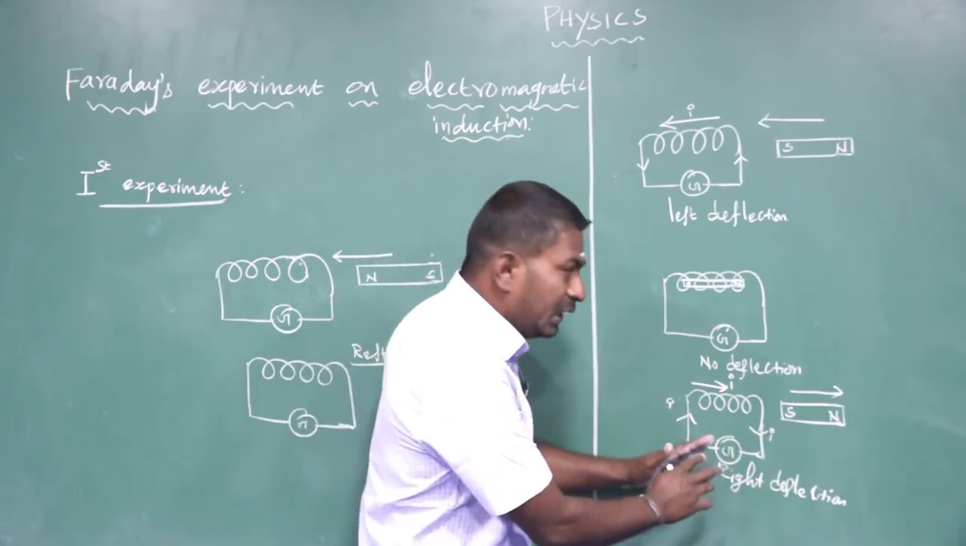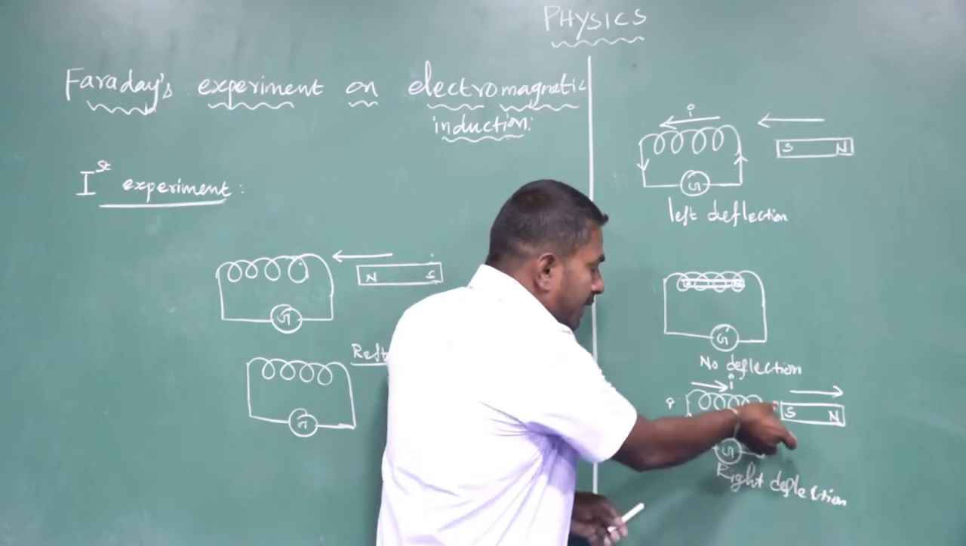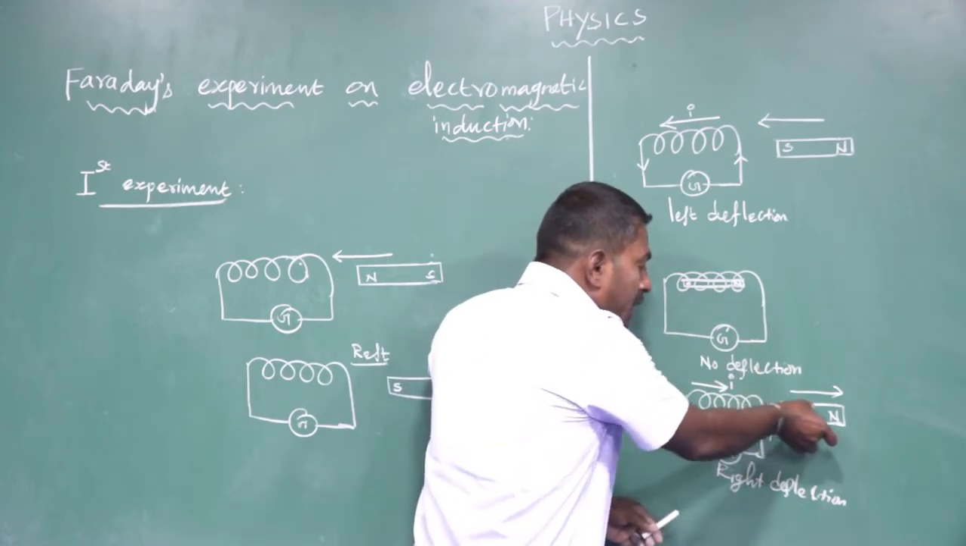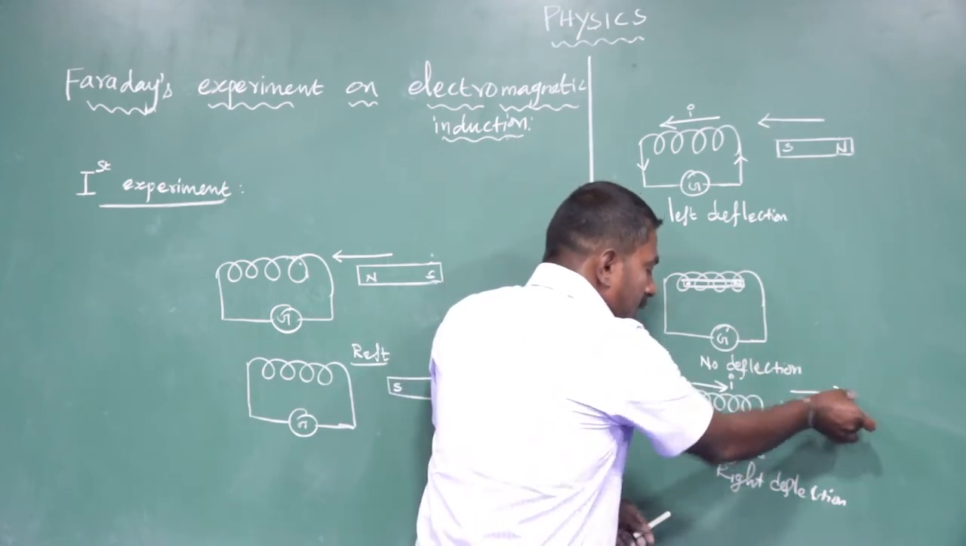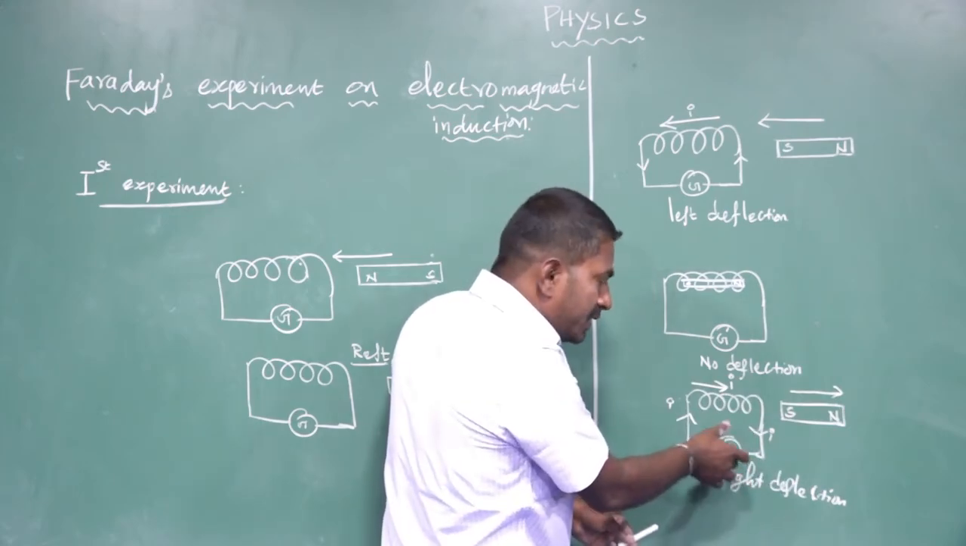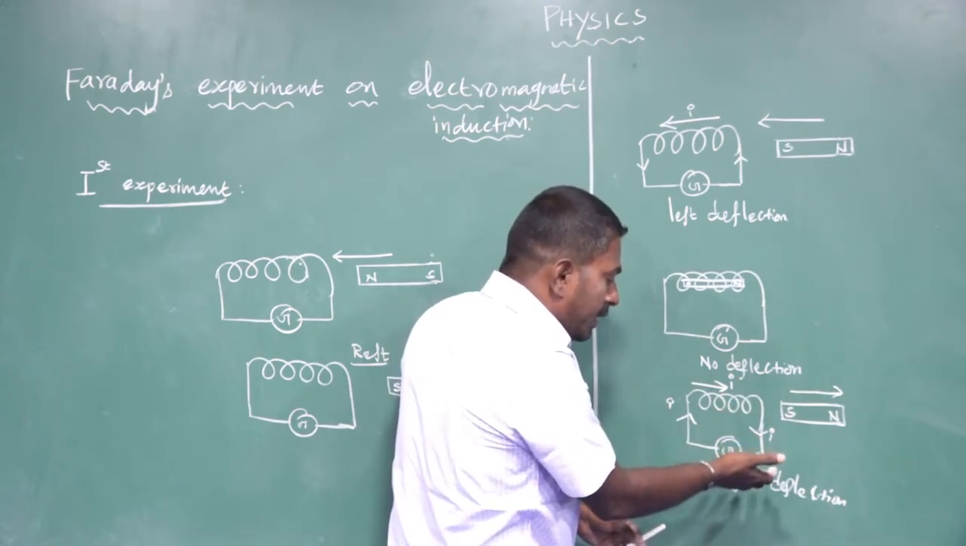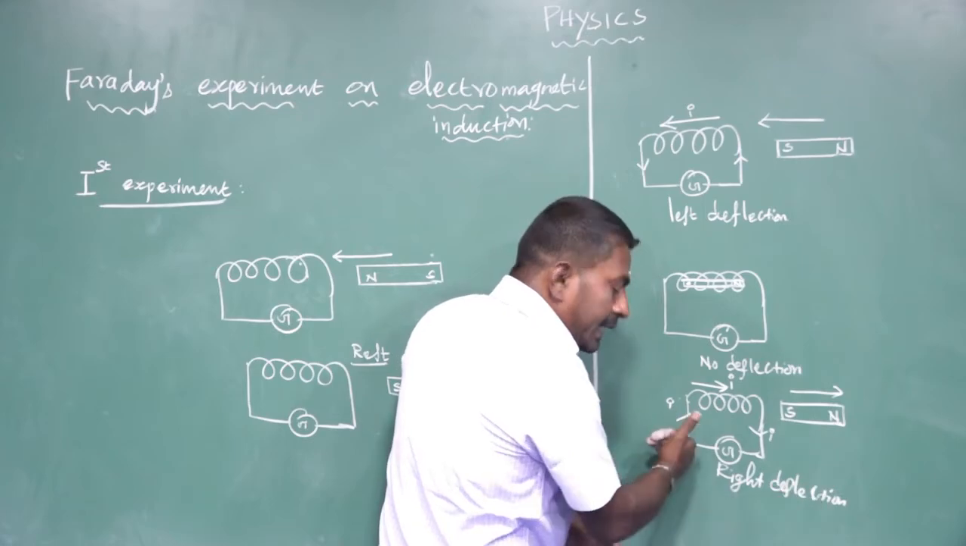So it is entirely different from the previous case. When the north pole of the bar magnet is withdrawn from the coil, the galvanometer shows a momentary deflection, which indicates that electric current is set up in the coil. It will give a left side deflection.